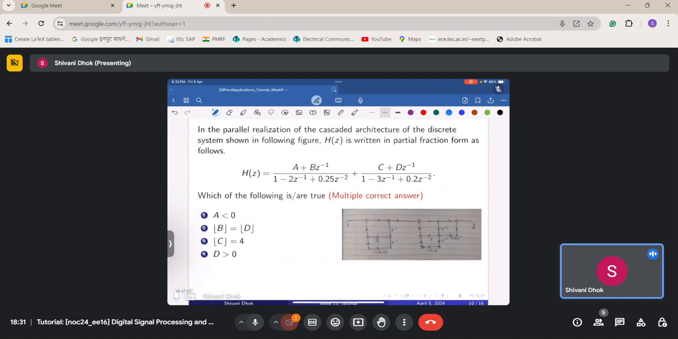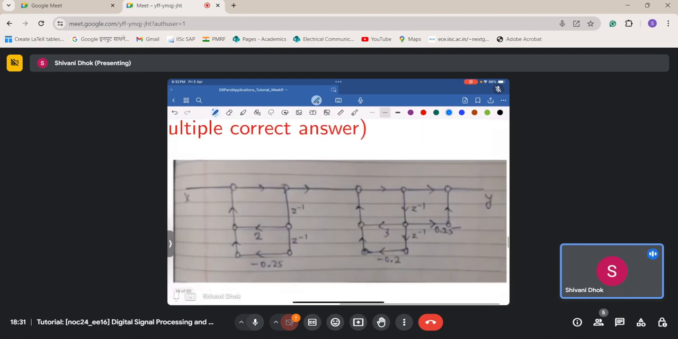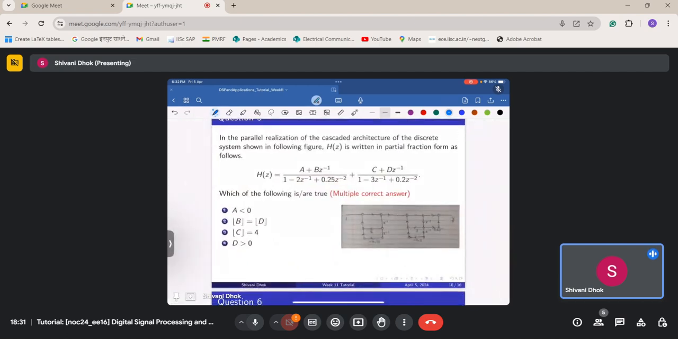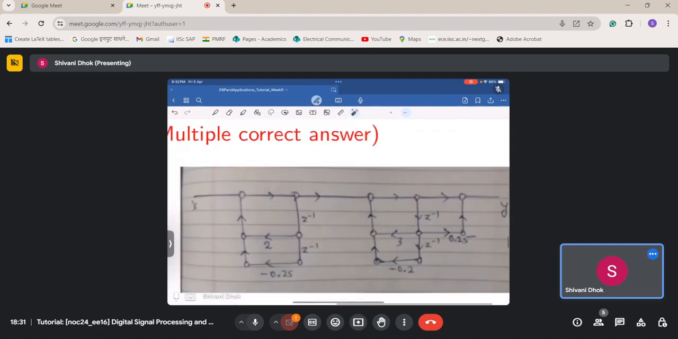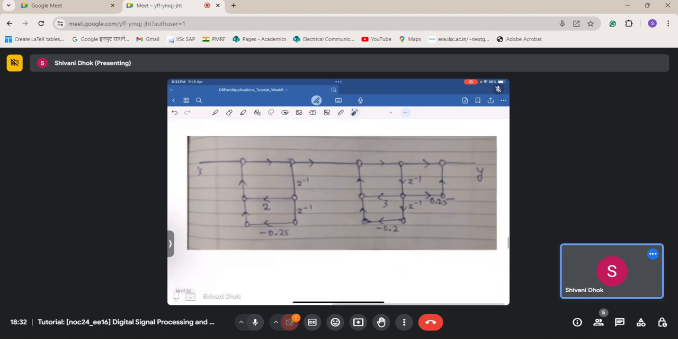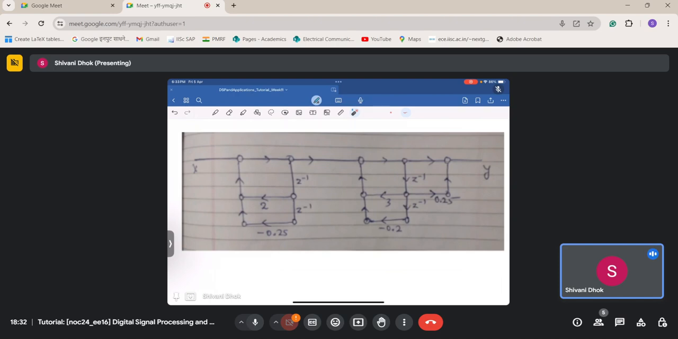So the next question says that in the parallel realization of the cascaded architecture of the discrete system shown in this particular figure, I hope this is visible to everyone, H of z is written in partial fraction form as this equation, and which of the following are true, and this is a multiple correct answer. This is the system given to us, and we need to figure out the values of a, b, c, d in the given function.